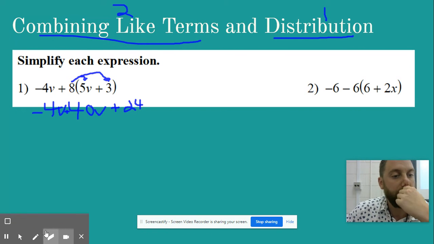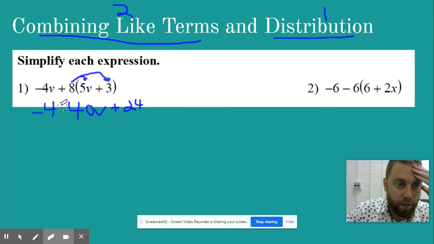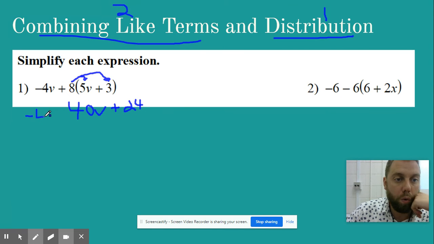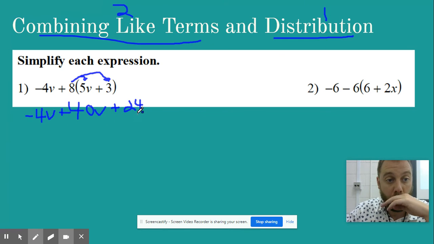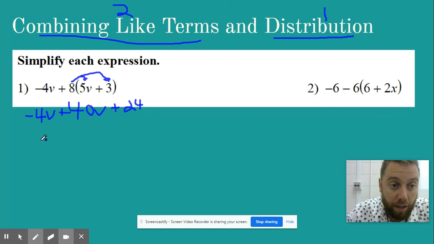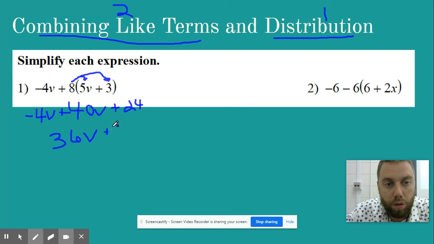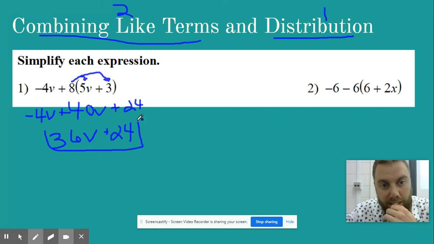Let me clear that out and try to do a little better. So we have minus 4v plus 40v plus 24. Now our 4v and our 40v are actually like terms because they both have a v, so we can put those together. Negative 4 plus 40 is positive 36. And the 24, there's no like terms, so we can just add that at the end. And this is as simple as it comes.